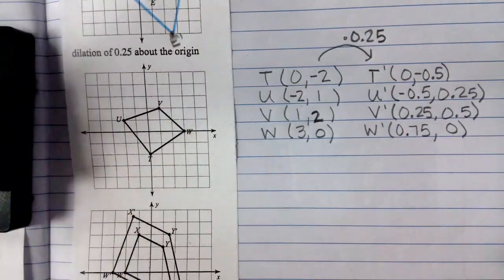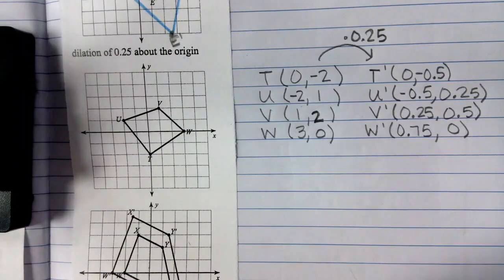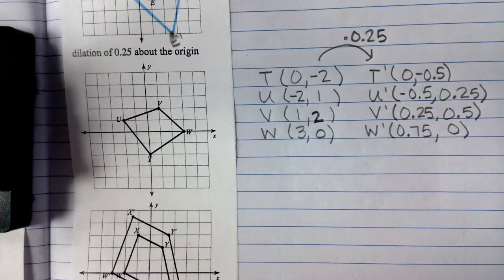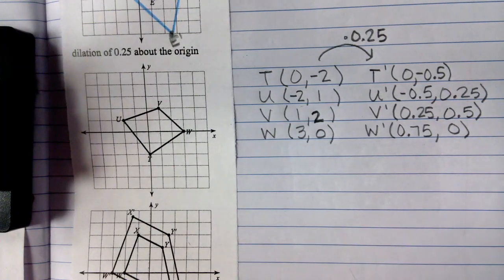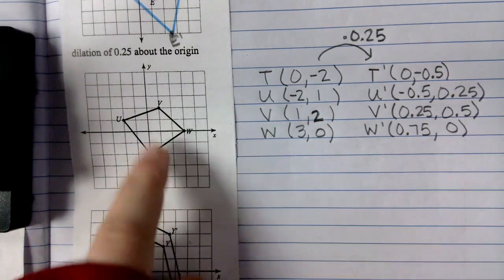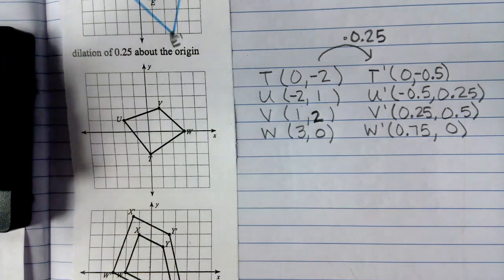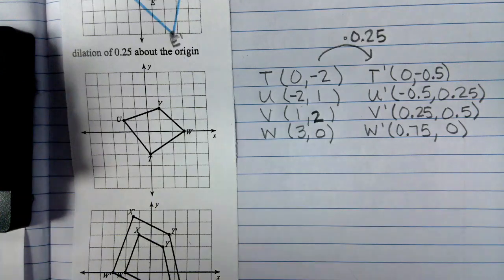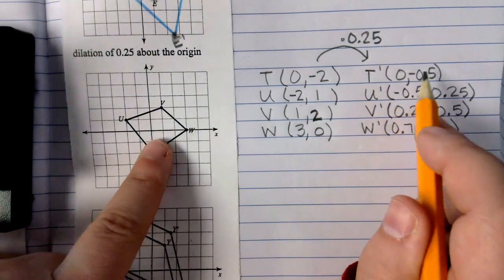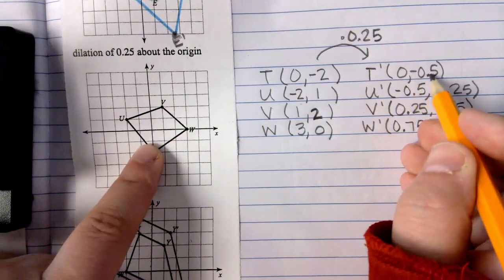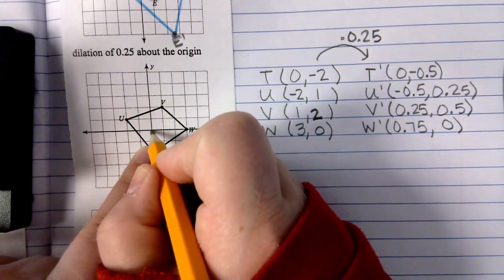And remember, this is going to get smaller, and this is only going to be about a quarter of the size it started off with. So it's going to be pretty small. So as we do this, try and write your points kind of small, careful. So we have 0, negative 0.5. If I start at 0, negative 0.5 tells me to go down, but only go down a half. So not even all the way to that first line. And that's my T prime.